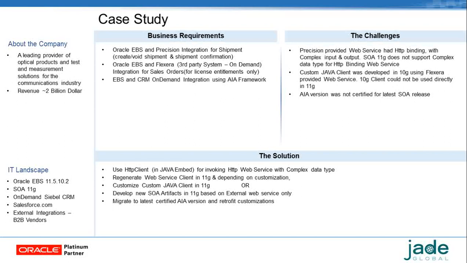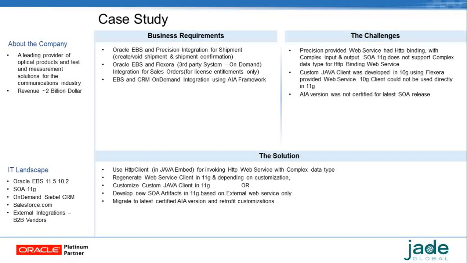So the business requirement is something like Oracle EBS and Precision integration for shipment, to create void shipments and shipment confirmations. And Oracle EBS and Flexera, a third-party system, for integration of sales orders for license entitlements. And EBS and CRM on-demand integration using the Application Integration Architecture framework.